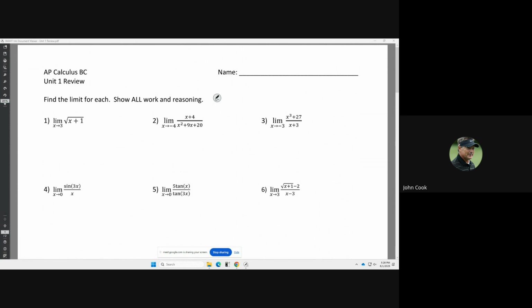Number 1, limit as x goes to 3 of the square root problem. So I'm going to just try plugging it in. If I do plug it in, what I get is the square root of 3 plus 1, and that's the square root of 4, which is 2. So 2 would be my limit. I just have to plug it in, and that's it. That's all the work you have to show. Maybe not even that. I think you could probably get away with, if you knew it in your head, just writing equals 2. That'd be fine.